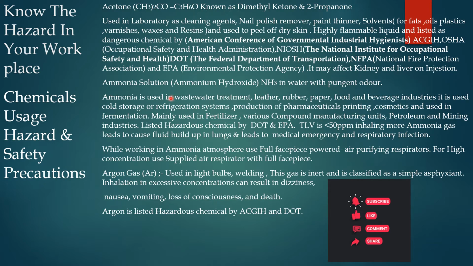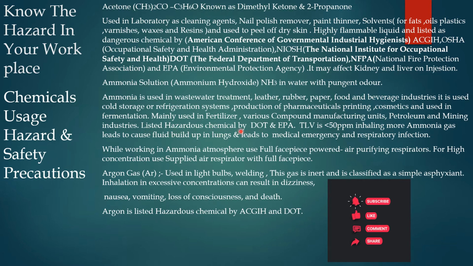Next we can see another chemical normally used in industry: ammonium solution, or ammonium hydroxide. Ammonia in water is ammonium hydroxide. It has a pungent odor. Normally it is used in wastewater treatment, leather, rubber, paper, food and brewery industries. Ammonia is also used in cold storage and refrigeration systems, in production of pharmaceuticals, printing, cosmetics, and in fermentation processes. Mainly it is a raw material for fertilizer plants, various compound manufacturing units, and the petroleum and mining industries.